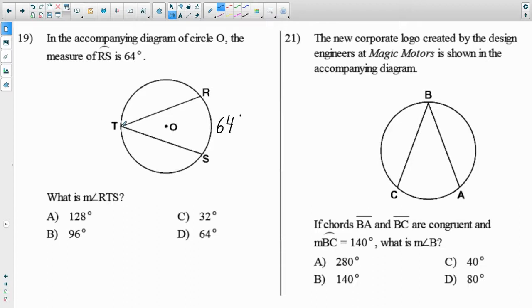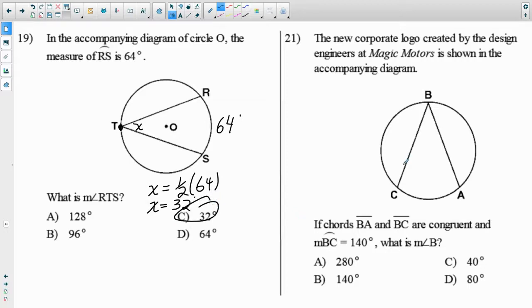I can see that point T is on the circle, making this right here an inscribed angle. And I know that inscribed angles are equal to exactly 1/2 of their intercepted arc, which means that should be equal to 32 degrees.